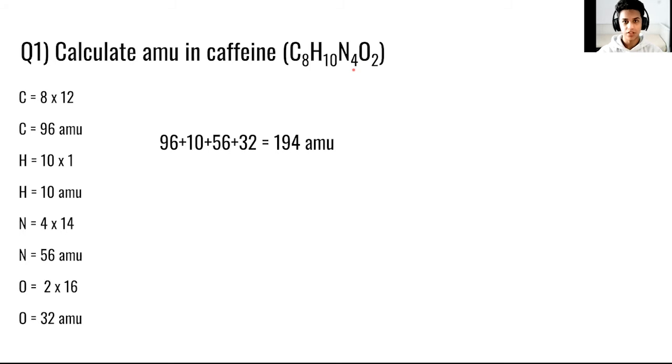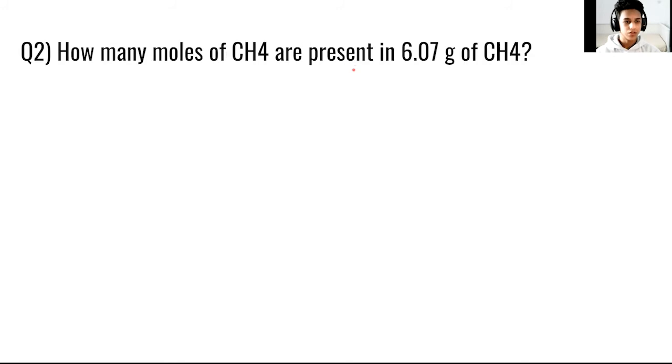If we want to convert it into grams, it's the same number. We don't need to convert it. If we multiplied it by Avogadro's number, we will get 194 grams. I hope that my words are clear and you can understand till now, because that's super important. The moles is very important in chemistry. So question two is how many moles of CH4 are present in 6.07 grams of CH4? That's a little bit complicated, but it's very easy.